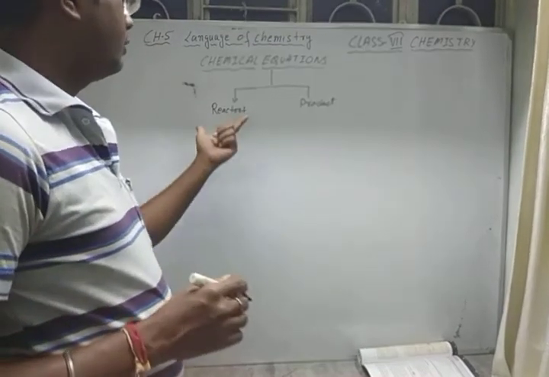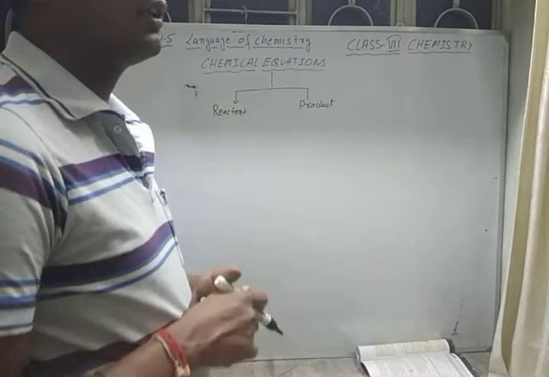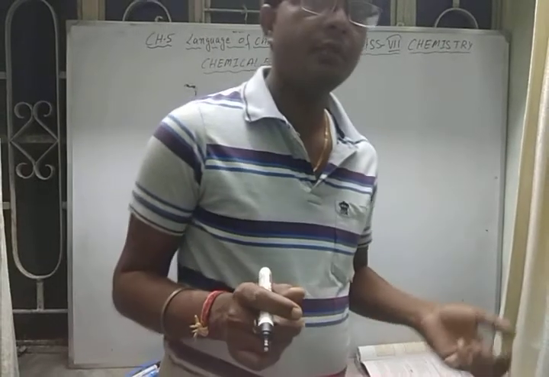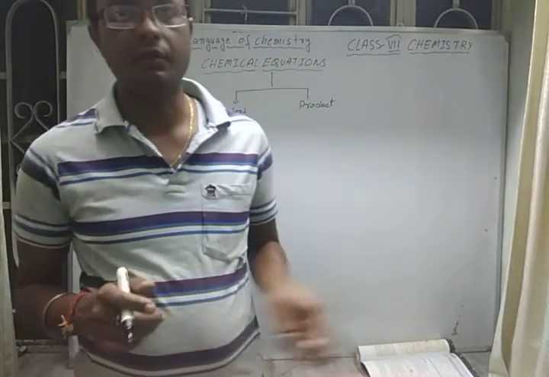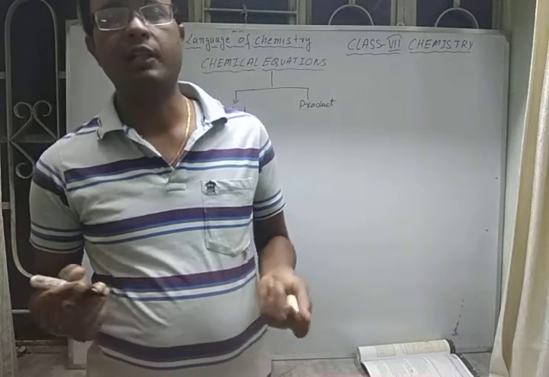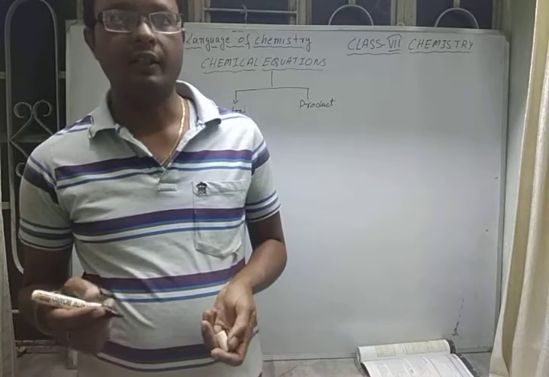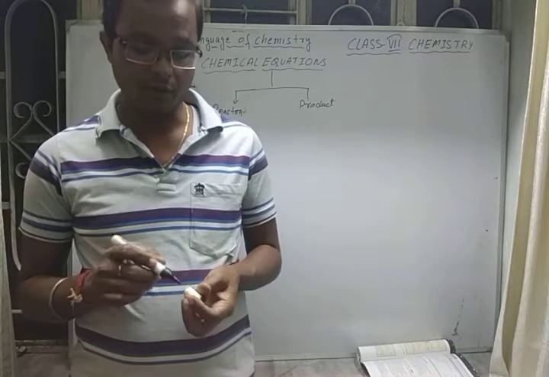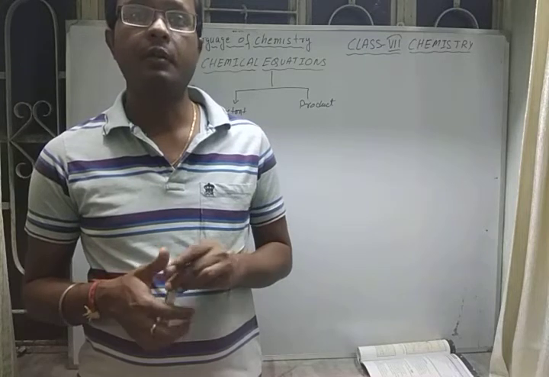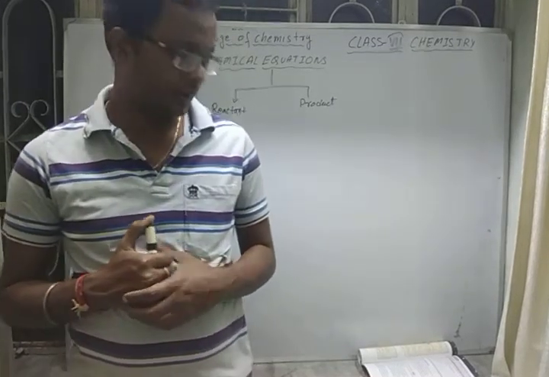Now, when reactants react with one another, sometimes we need some extra things also, which we have already studied: we use heat, we use light, we use electricity, or we use some catalysts. Like that, we make a solution process. So those things we can use while performing a chemical reaction.